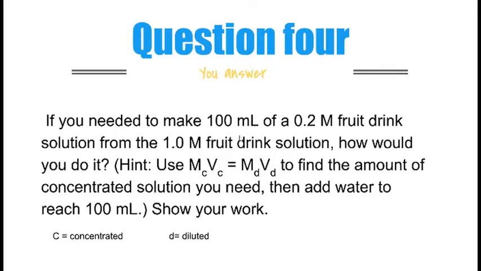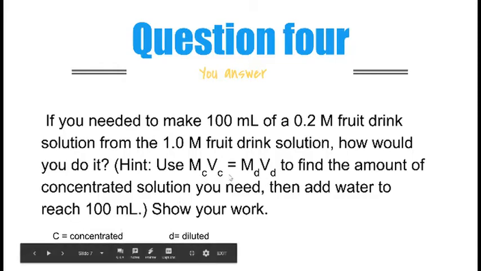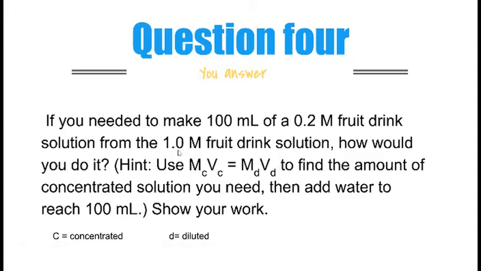If we were going to make another molarity, in this case 0.2 molarity, and we were going to make that from our 1.0, so in other words, we're going to dilute it, how would you do it? Well, hint, hint, you're going to use this dilution formula, recognizing that C represents the concentrate and D represents your diluted formula. So what is your concentrated molarity? Well, 1.0. And what volume of 1.0 molarity will you need in order to get 100 milliliters of a 0.2 molarity fruit drink mix?